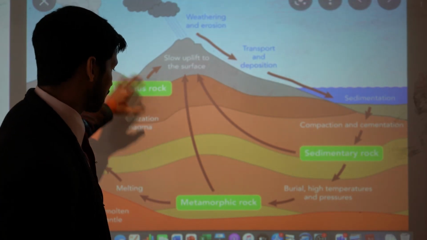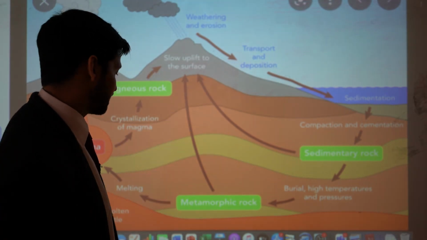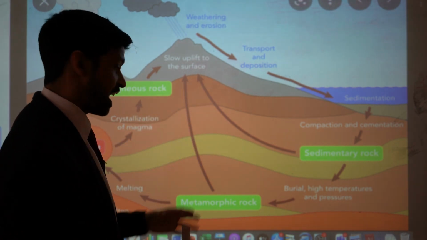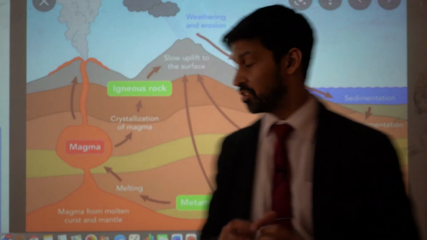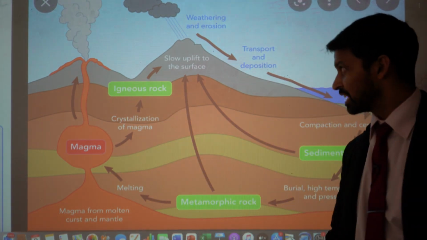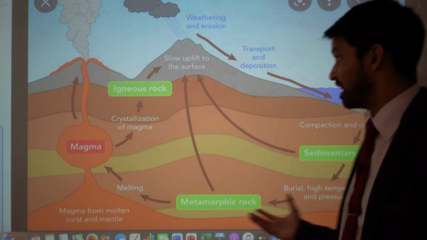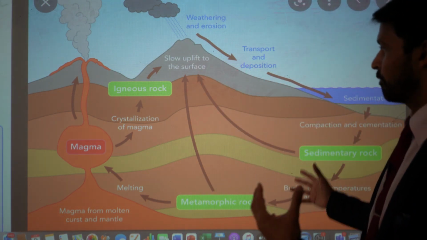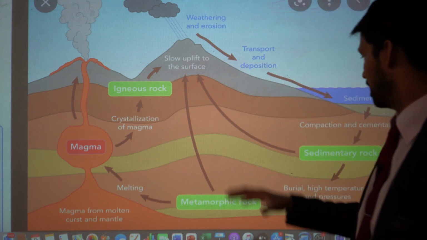And the igneous rock itself can also form metamorphic rock if it finds itself becoming buried, and then under high temperature and pressure, it could form metamorphic rock. So that's basically the rock cycle in a nutshell. So every form of rock can somehow find itself turning into the other one.